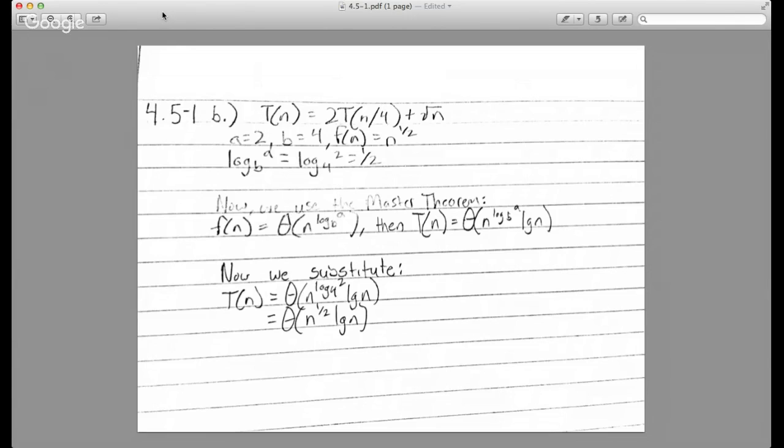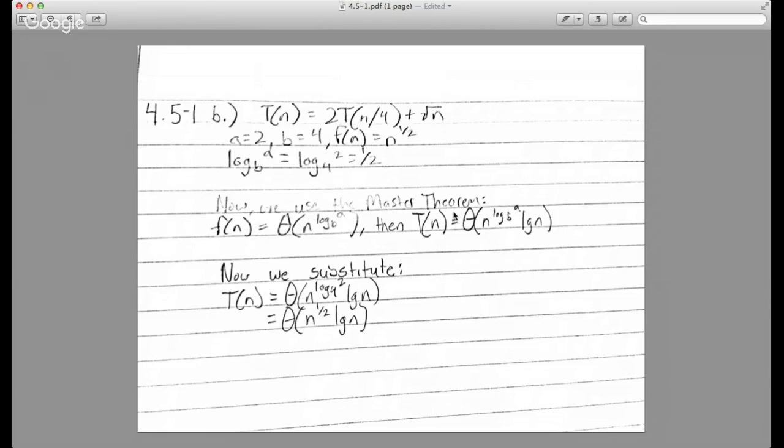So for this one, we have 4.51. T of n equals 2T of n over 4 plus the square root of n. We know a equals 2, b equals 4, and f of n equals n to the 1/2 because the square root of n is n to the 1/2. So now we're just going to plug and play. Log base b of a equals log base 4 of 2, which equals 1/2. And so there we see that f of n equals n to the 1/2. So we know those are equal, so it's the second case.